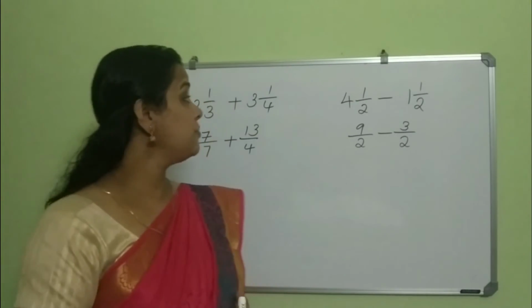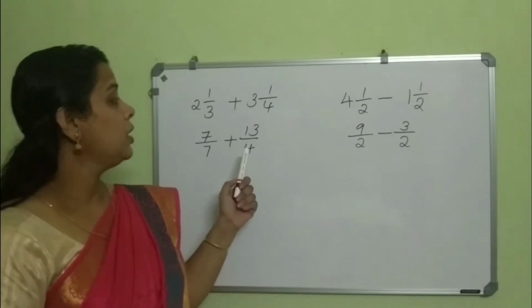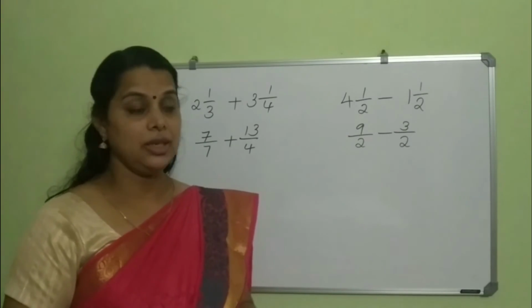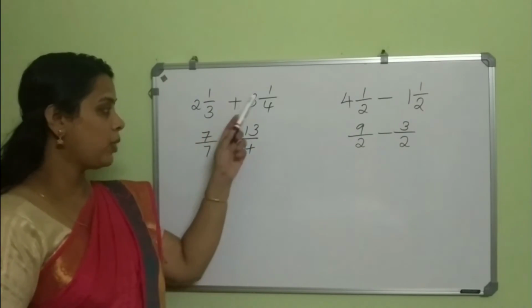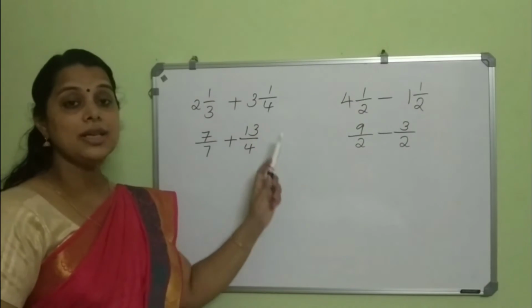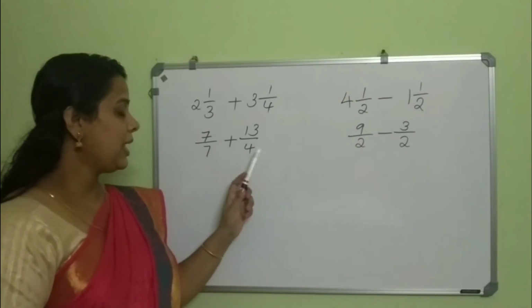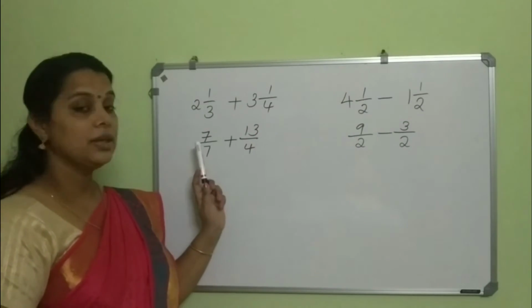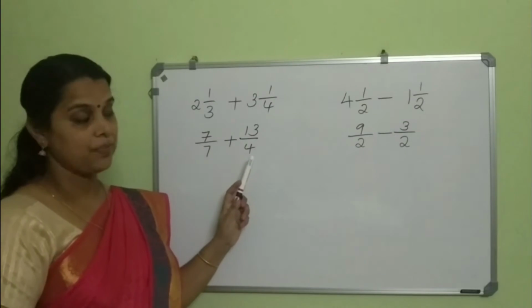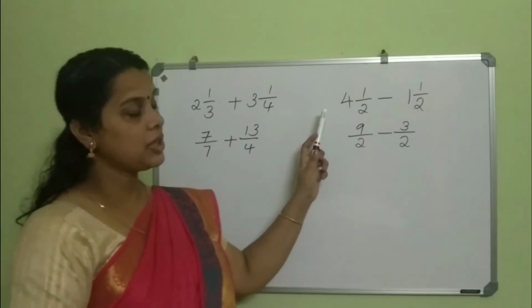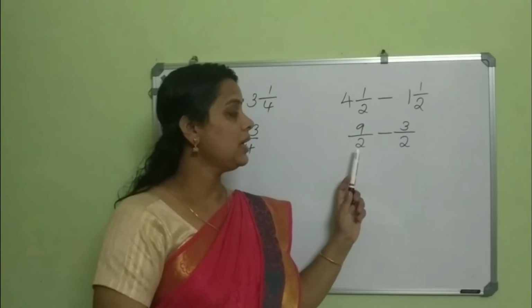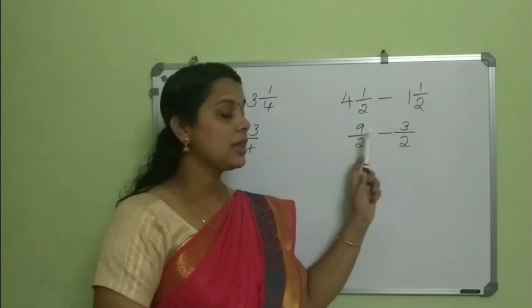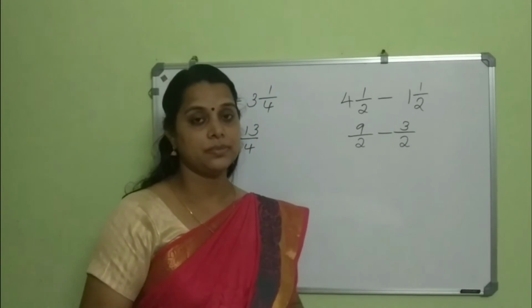If there is a mixed fraction in the question for addition and subtraction, we just need to convert this mixed fraction into an improper fraction and do the same method. If it is unlike, find the LCM and find the answer. In the case of subtraction also, if it is a mixed fraction, convert the mixed one into an improper fraction, then subtract.